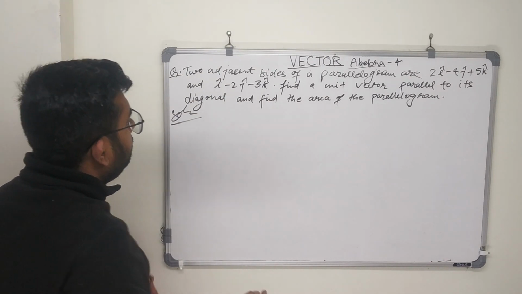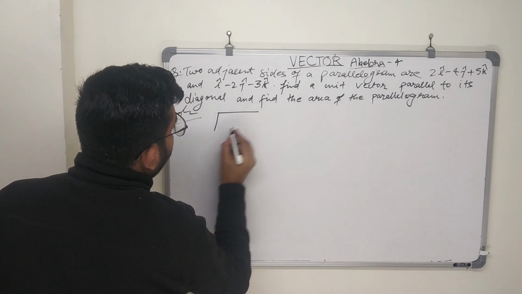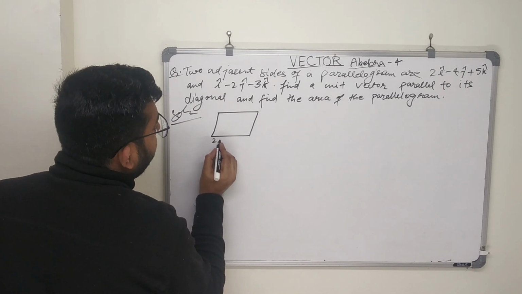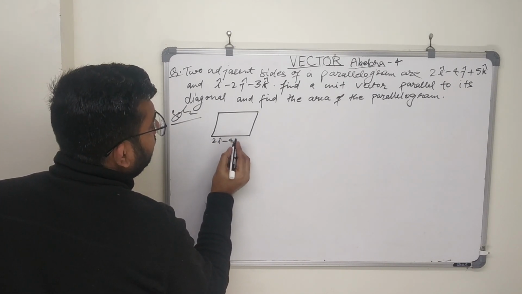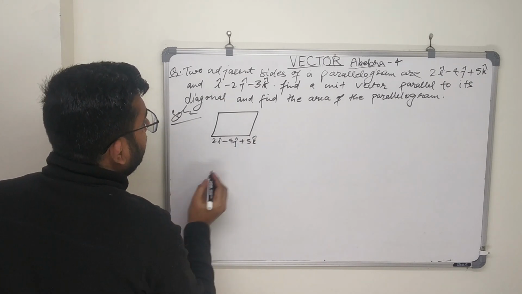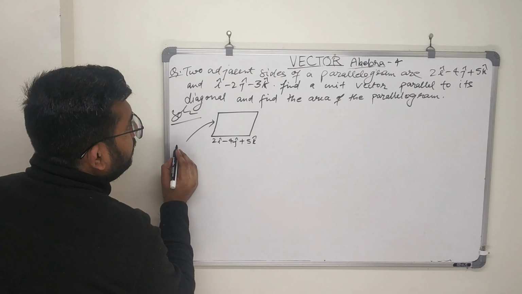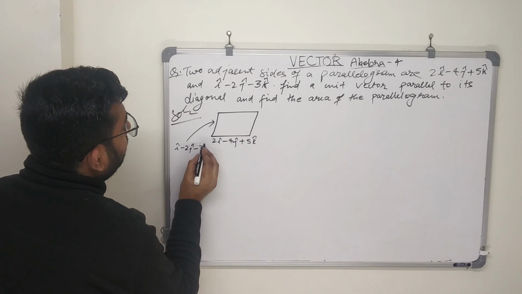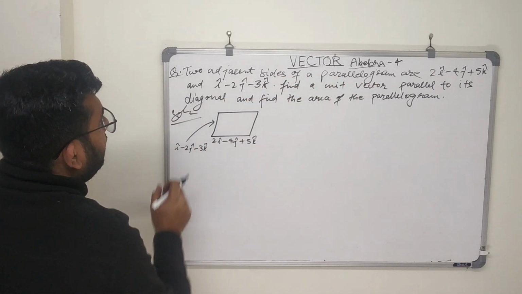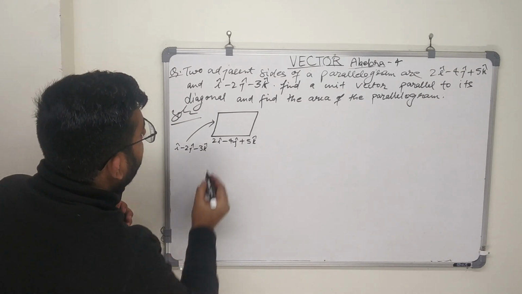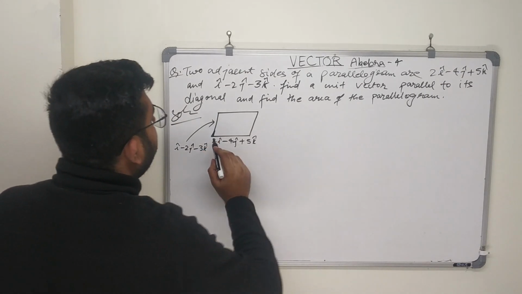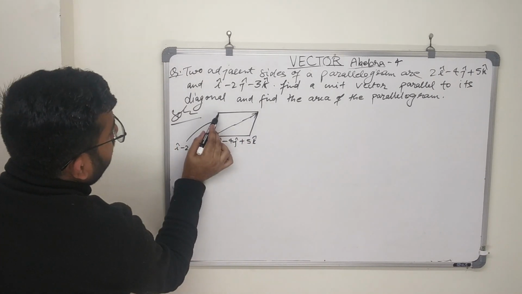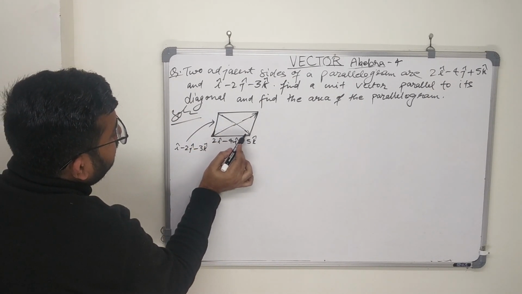So we will solve this. Suppose that this is the parallelogram and this is one of the sides, that is 2 i cap minus 4 j cap plus 5 k cap, and suppose that this is the side i cap minus 2 j cap minus 3 k cap, because both the given sides are adjacent. So now we have to find the vector of the parallelogram. So suppose this is one of the diagonals, there may also be another diagonal this way.